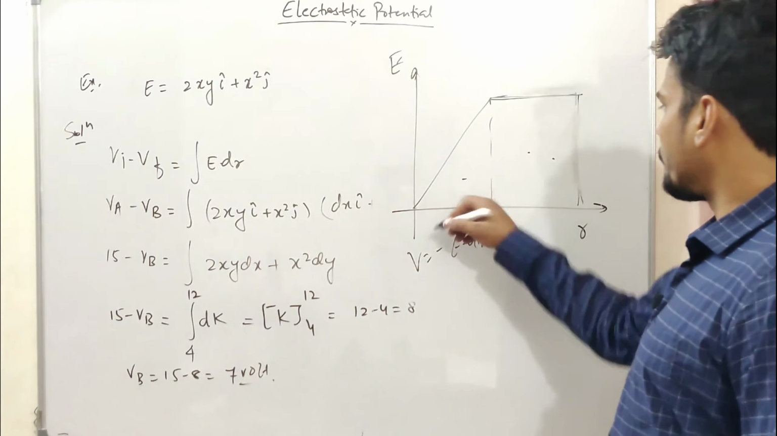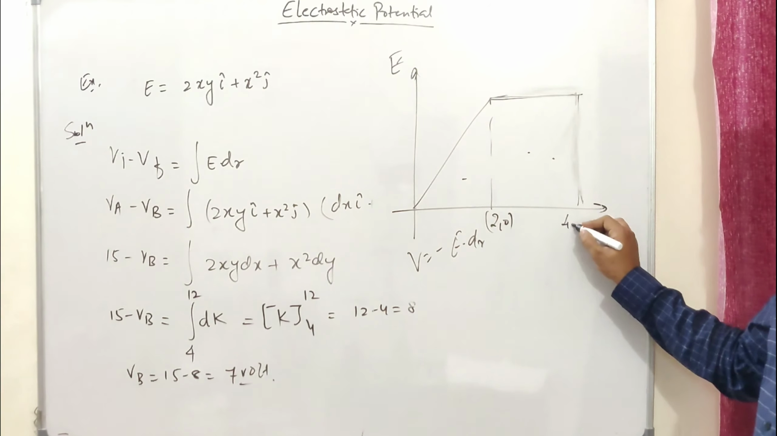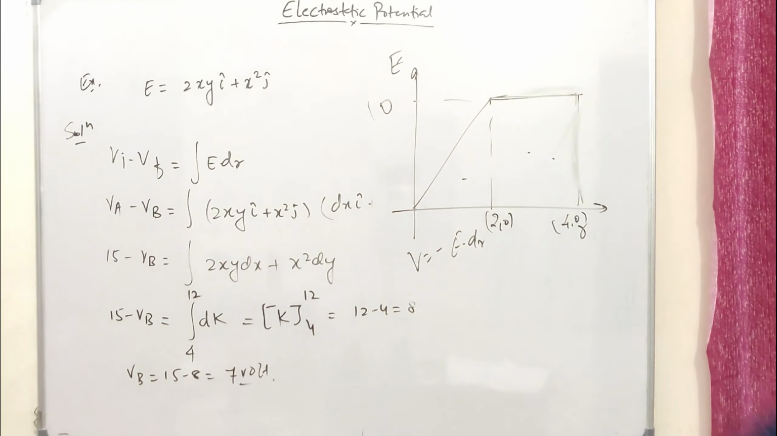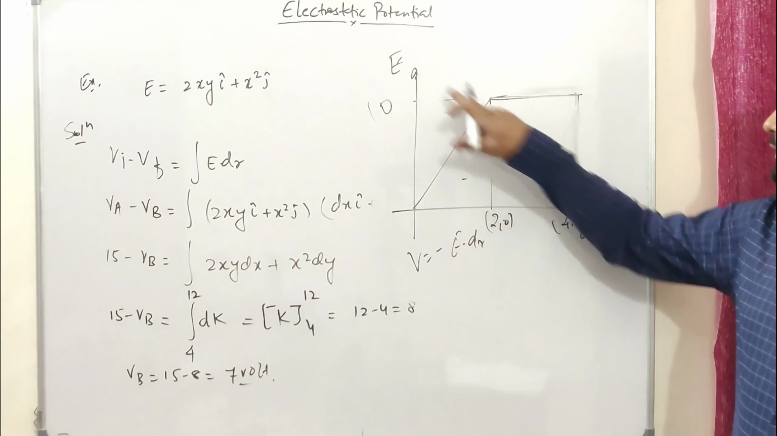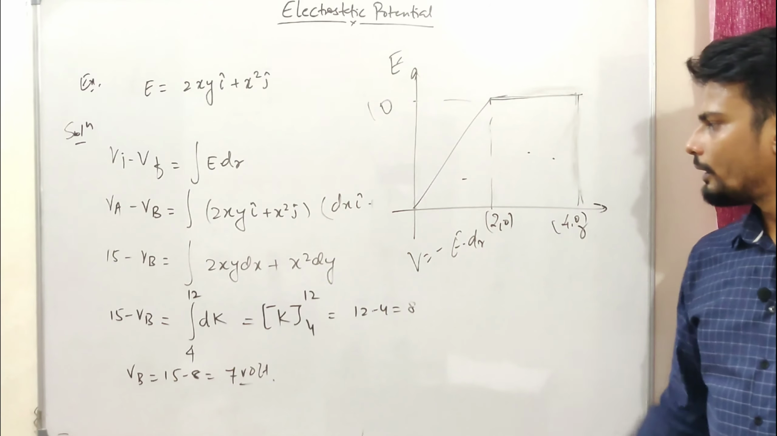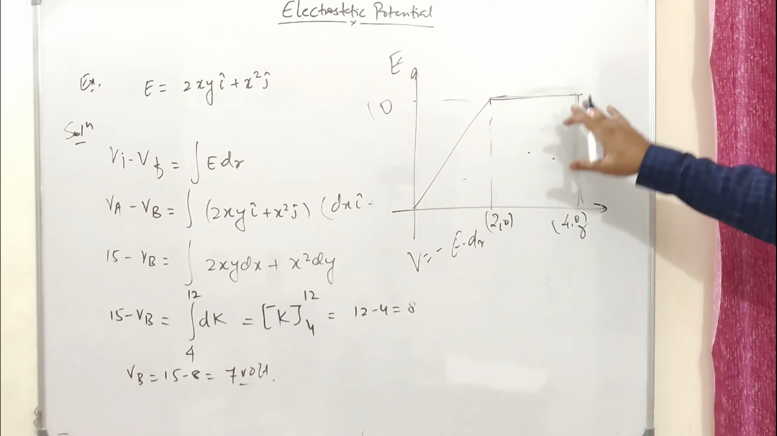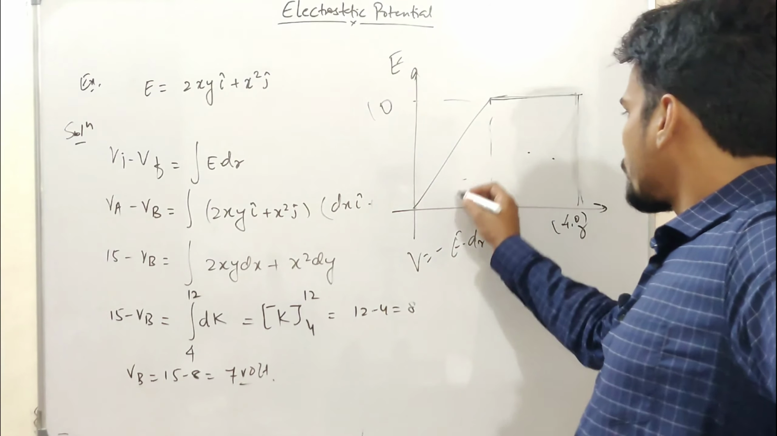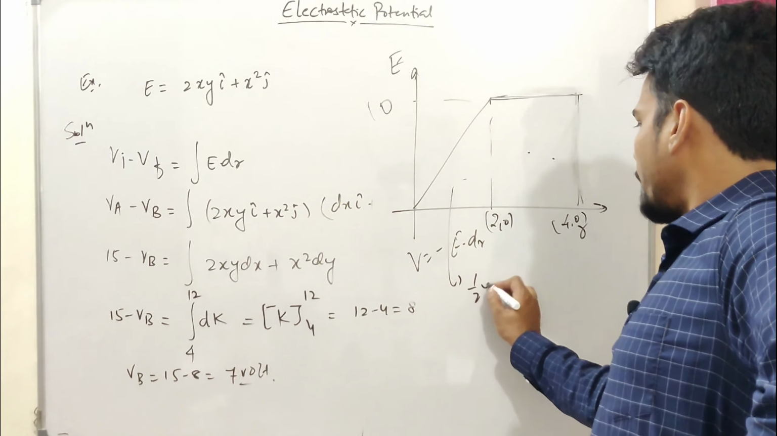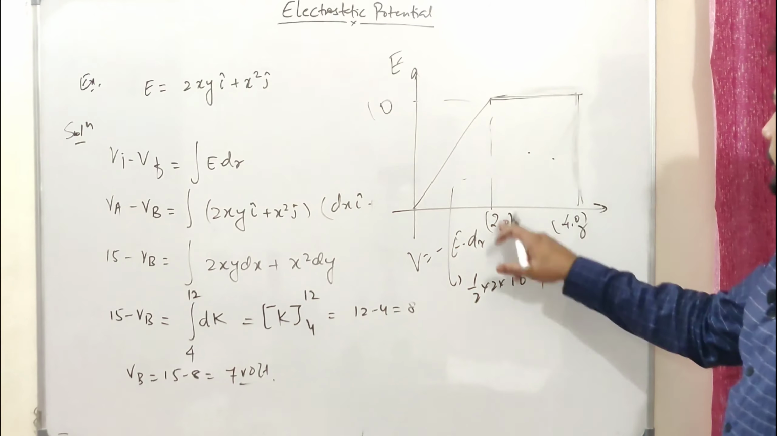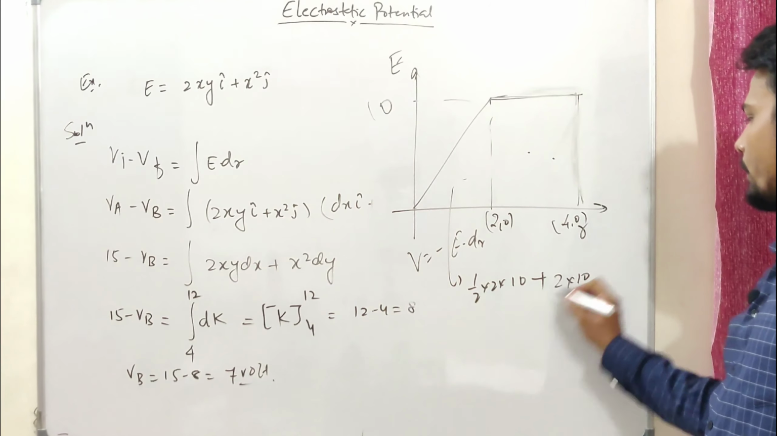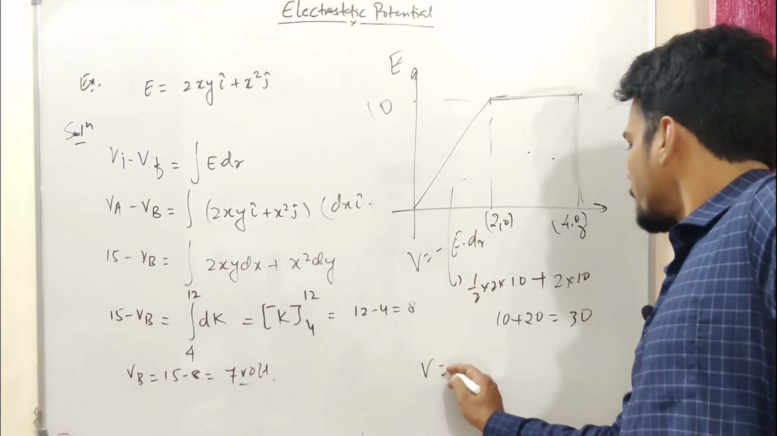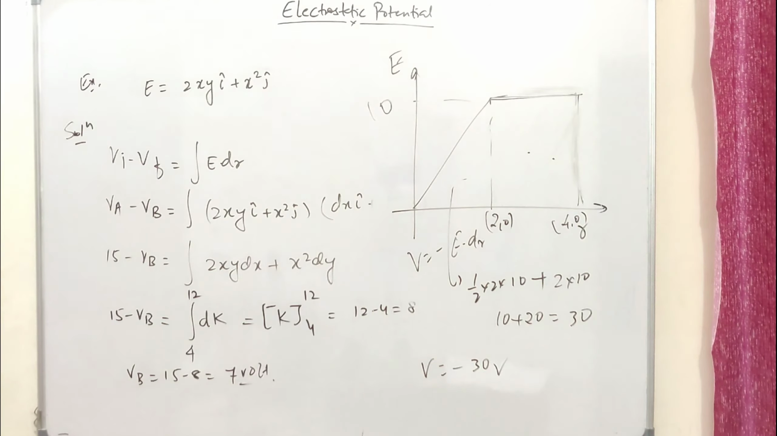They might give the values. Let's suppose this is 2 comma 0, let's say 4 comma 0. You can get the area. Let's say this height is 10 or something. So area of this triangle is going to be half into 2 into 10, that's going to be how much? 10. I'm going to have 10 volt over here, and this will be how much? Let's solve it. Area of this part will be half into base into height, plus area of this part is going to be 2 times 10. I'll be having 10 plus 20, 30. So V is equal to how much? Minus 30 volt. Fair enough, guys?